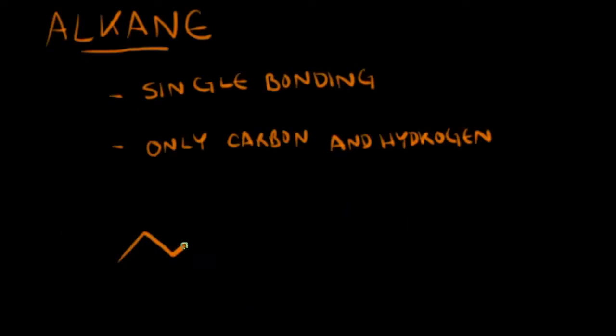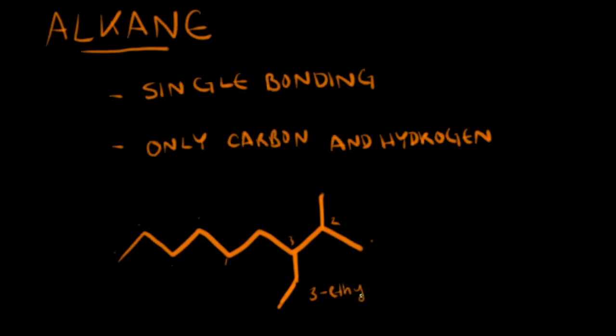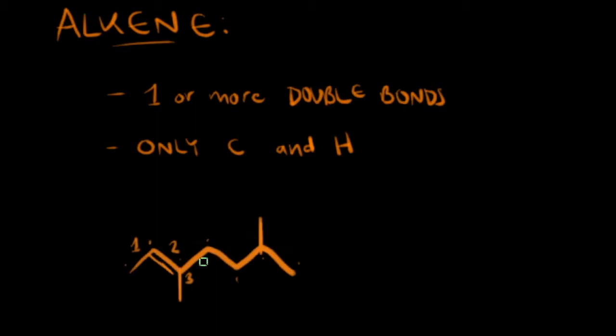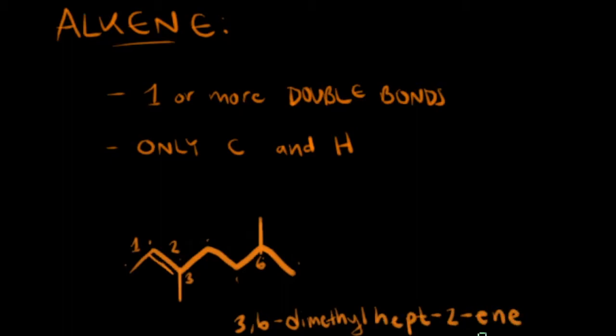So starting off with the most basic of the basic, we have alkanes. Alkanes are single bonded carbons that only contain carbons and hydrogens. Next, we have alkenes, which means we have one or more double bonds. Now, alkenes take priority over alkanes. What that means is even if there is only one double bond in this entire molecule, it still takes precedence over the other single bonds, which means that the suffix of this compound is going to be -ene.